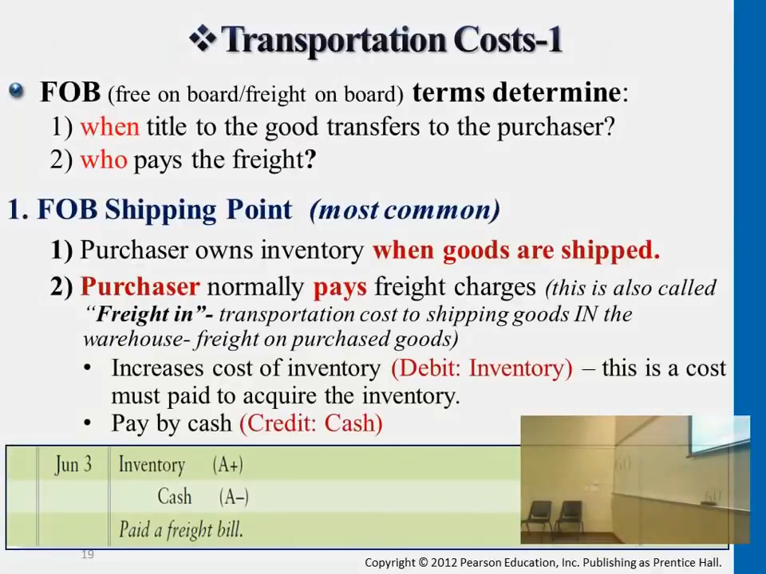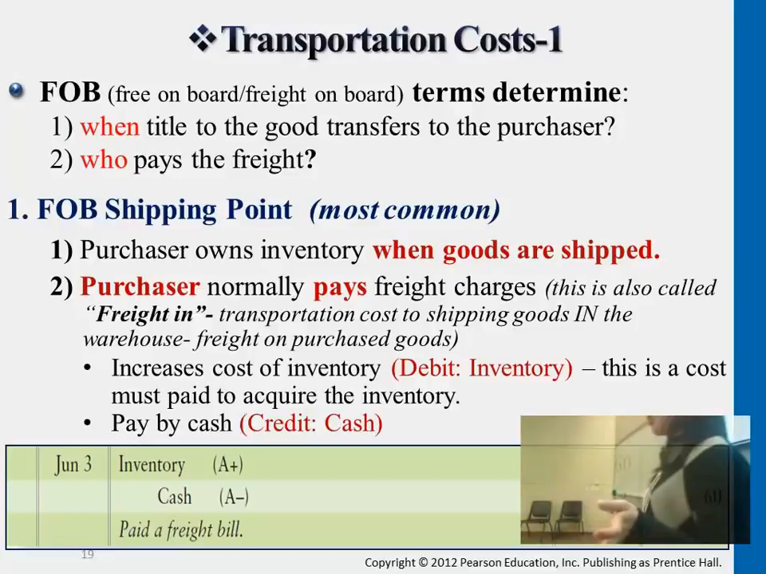Okay, last case here, transportation costs. There are different types of transportation terms, FOB terms. FOB stands for free on board. Basically, the two different types of FOB, shipping point and FOB destination, would determine which party pays the freight charge.